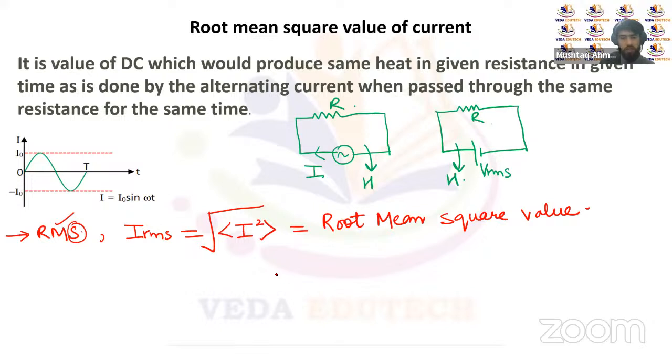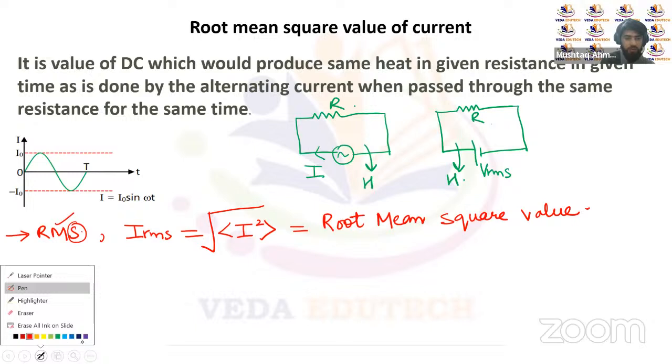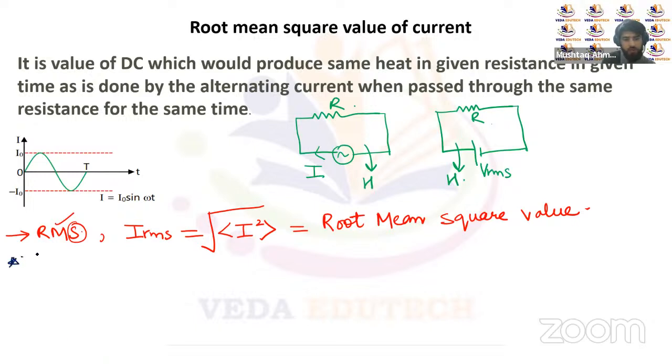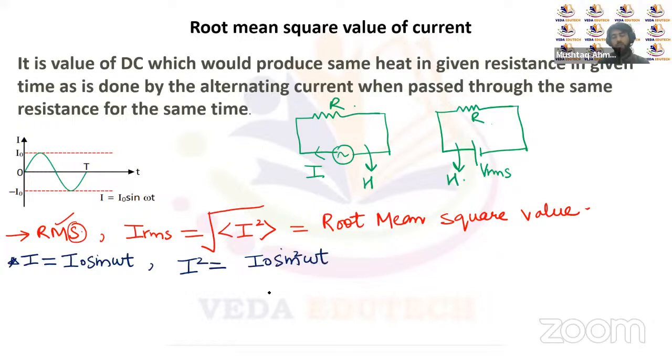So let's try to calculate the root mean square value for this current I here. You can see the value of I is I naught sine of omega t. We have to find the RMS value. First of all, we take the square of this current, which will be equal to I naught square sine square omega t.